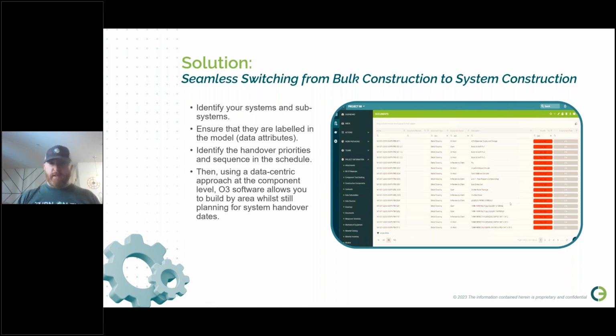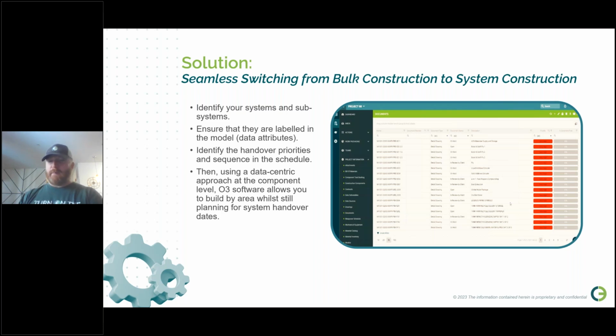Then what you can do is use what we refer to as a data-centric approach by having that information at the component level. And by component, I'm talking about every spool, every piece mark, every cable in the model, every little element in the model. If we've got that information at the component level, you can build your work packages using bulk construction and area-based methodologies, the most efficient way for as long as possible. But you can still do that whilst viewing the information from the system perspective.